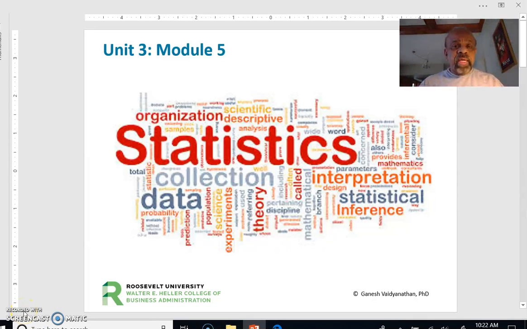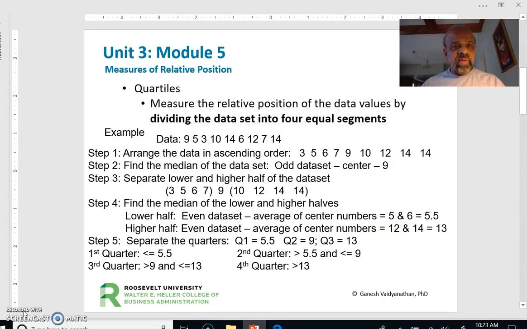So far we have been looking into various measures of statistics. The next measure of statistics that we're going to look at is the measure of relative position. Here we're going to talk about quartiles. Basically, when you have data, you can make that data into 4 different segments, and you can call that quartiles. So this is very valuable for us.